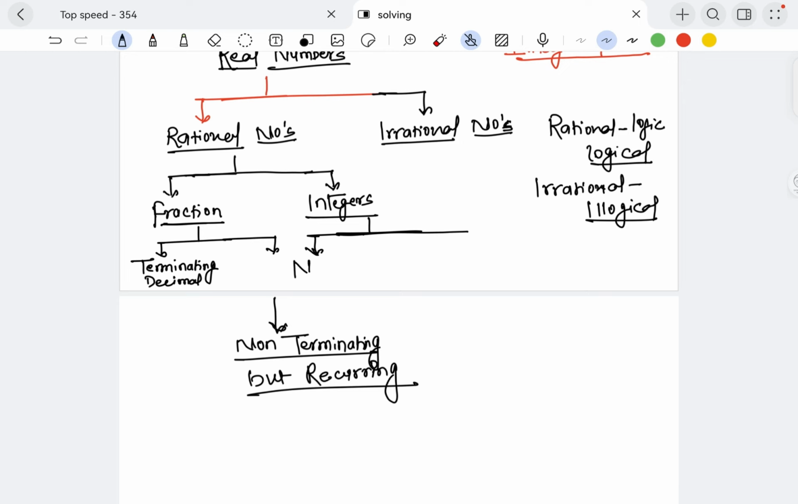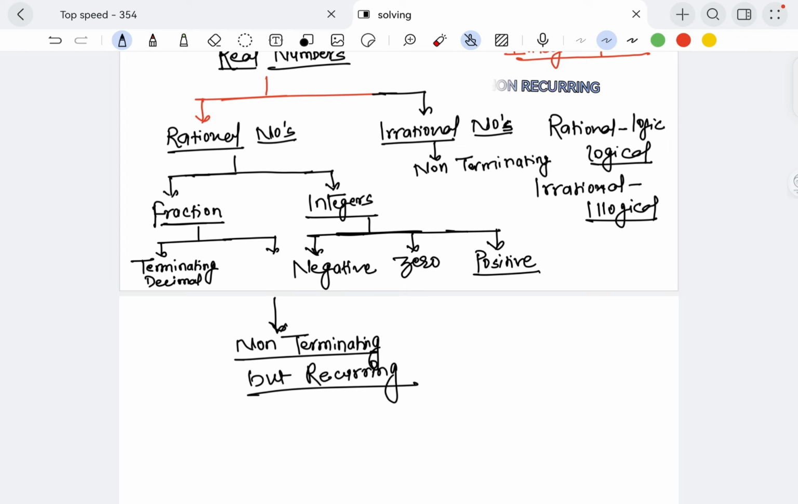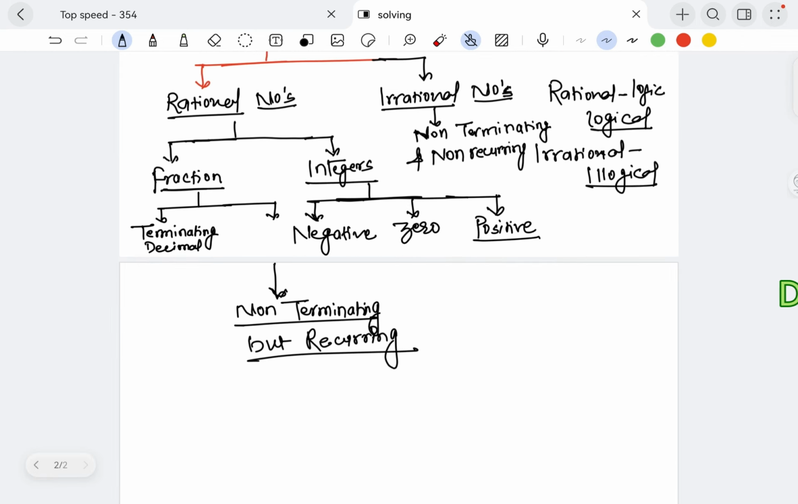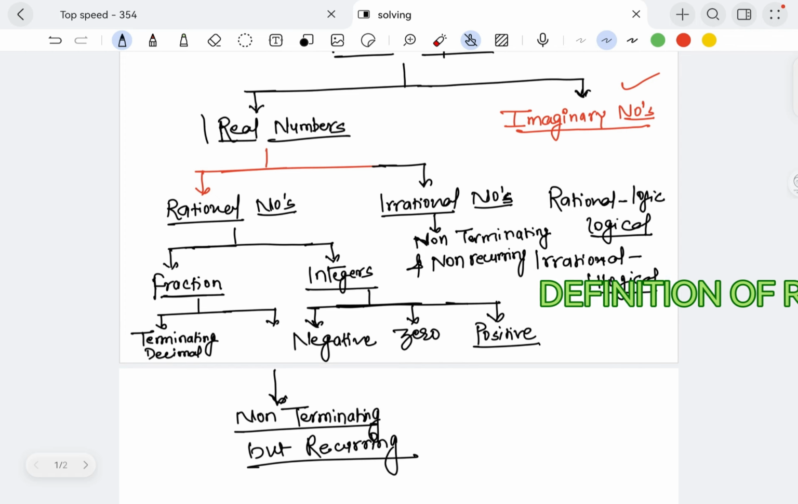Integers can be of three types: negative, 0 and positive. Okay, and irrational will be only of non-terminating and non-recurring. My handwriting is not so good, so apologies for that. Okay, now I will give examples of all these things, but let us understand what real numbers are in reality.